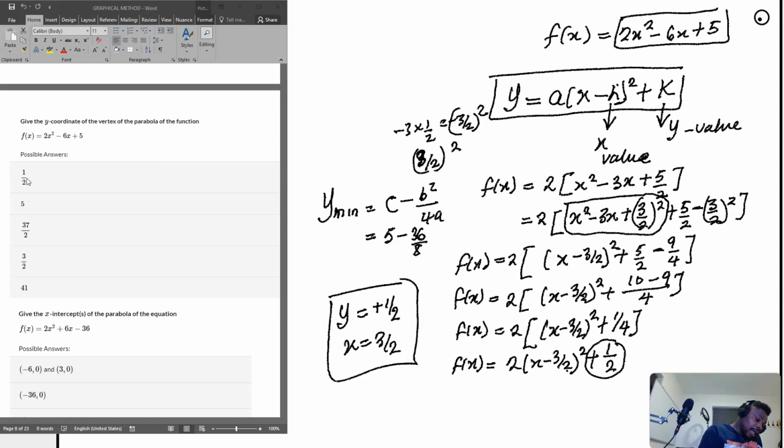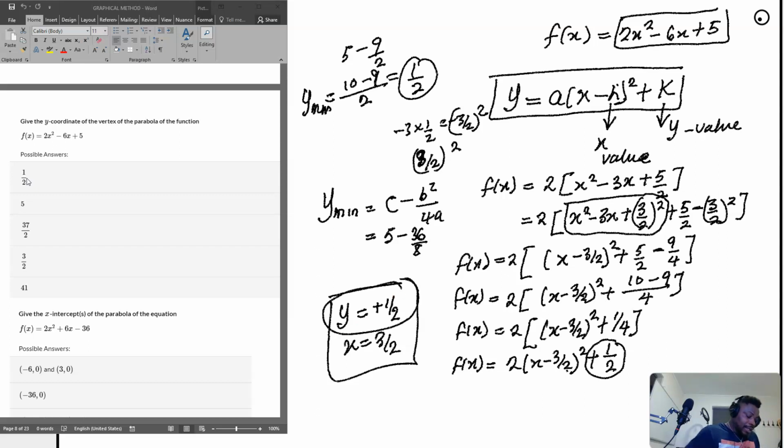4, yes. 4 times 2, that is 8. So I have 5 minus 36 over 8. What can go? 4 in 36, 9. 4 in 8, that is 2. The LCM here is 2. This is 10 minus 1 minus 9. This is 1 over 2. So you can see my y minimum is 1 over 2. So you can use the fast method also to get your answer.